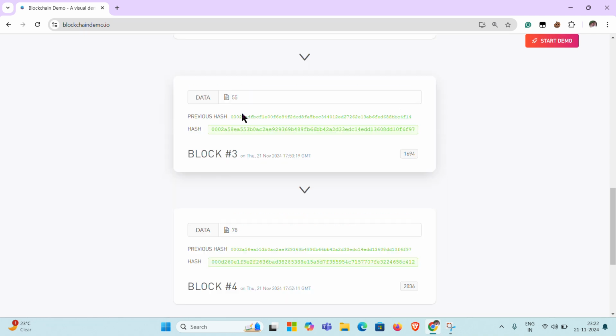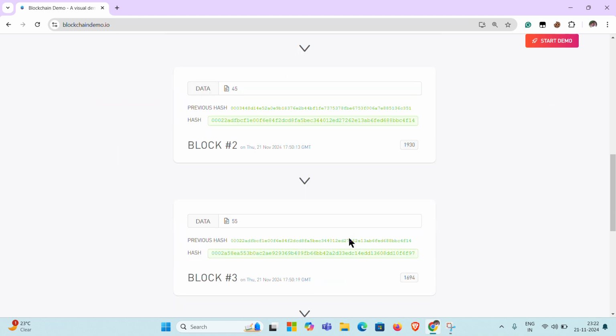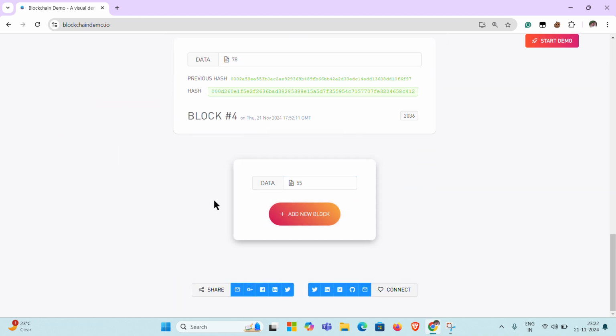Up to three blocks are created by Satoshi. The fourth block is created by the second node. Always blocks are added in timestamp order.